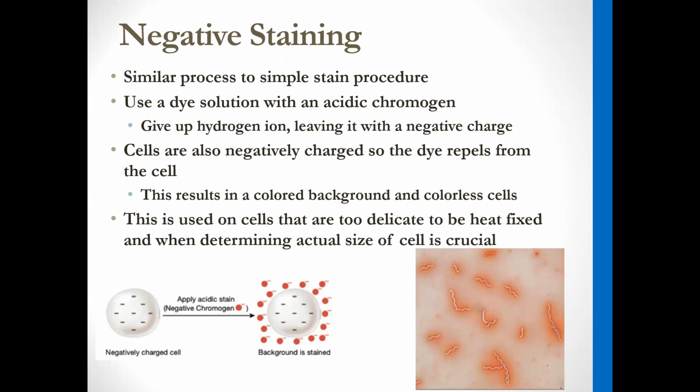Okay, so you use this approach when you need to know the specific cell size, but also if you're dealing with really delicate cells like spirochetes. Spirochetes are super thin. And so if you were to try to do a simple stain, when you expose those spirochetes to the heat, it would obliterate them, okay? It wouldn't be any good. You wouldn't get any useful information from them, okay?